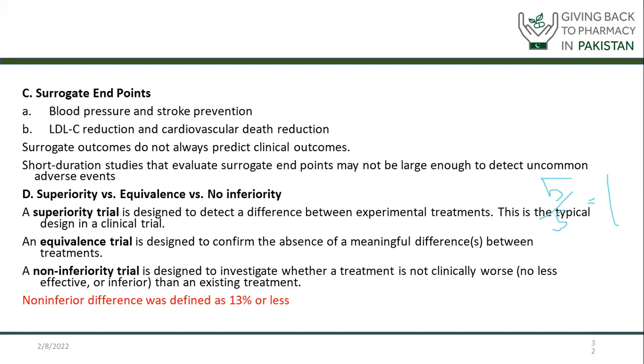So the value should not be lesser by more than 13%. Like if your medicine is giving 100% result and my medicine is giving 95% result, it's fine, a 5% difference. We are non-inferior to you. But if it is more than 13% lower, like 85%, then we are inferior to you. These are the types of studies.